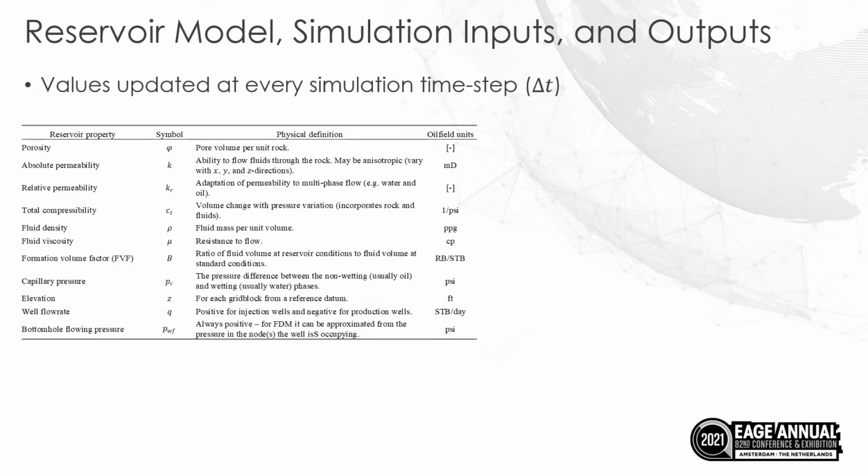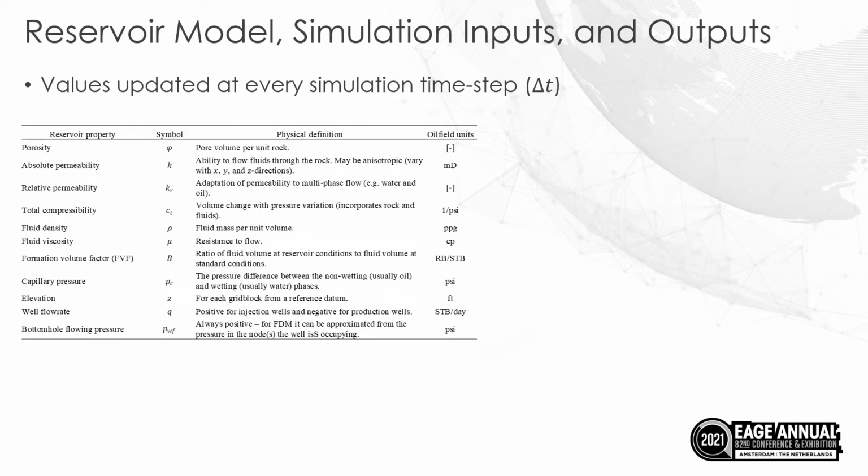P underscore C, which is the capillary pressure, the difference in pressure between the non-wetting phase and the wetting phase. Z, which is the elevation from a reference datum, normally the base of the model. And then Q, which is the well flow rate, used as a boundary condition. And PWF, which is the bottom hole flowing pressure, which can also be used as a boundary condition.